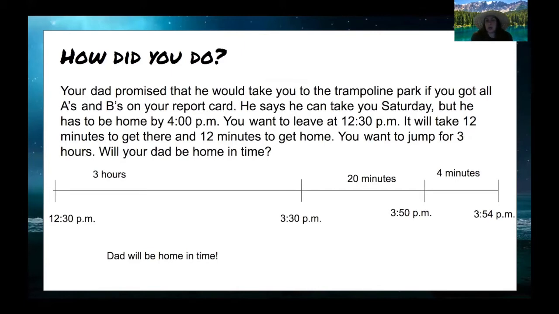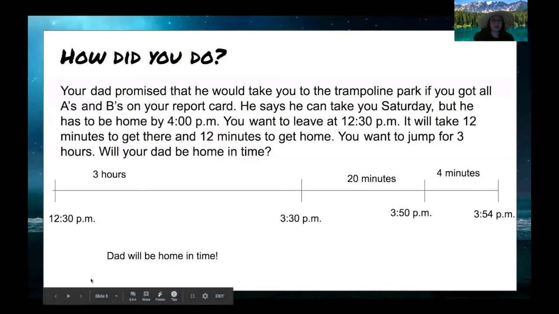So I can count on 20 minutes pretty easily. So 3:30, 20 more minutes gives me 3:50. Then I'm going to count 4 minutes after that to give me 3:54 p.m. So as long as you put your shoes on and take your shoes off really quickly, I think you'll be home in time. So Dad will be home in time to take you to the trampoline park. So that is very exciting.